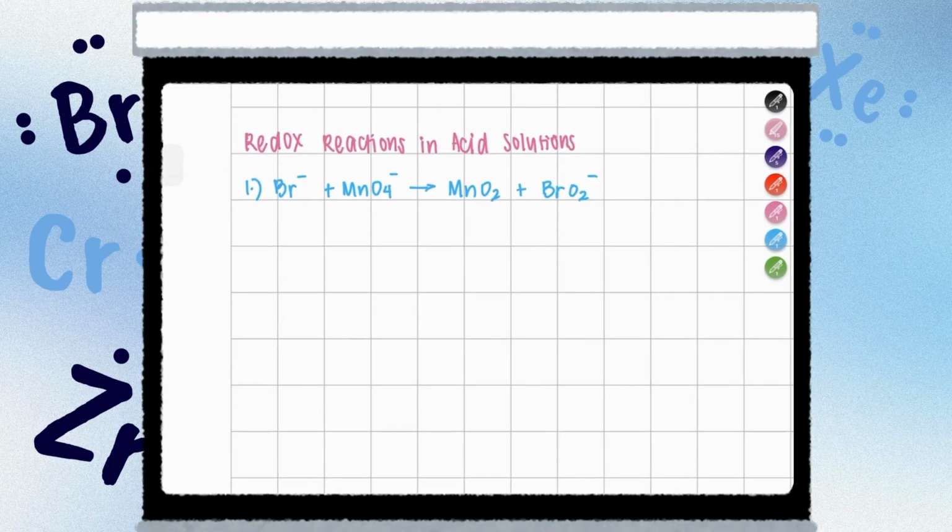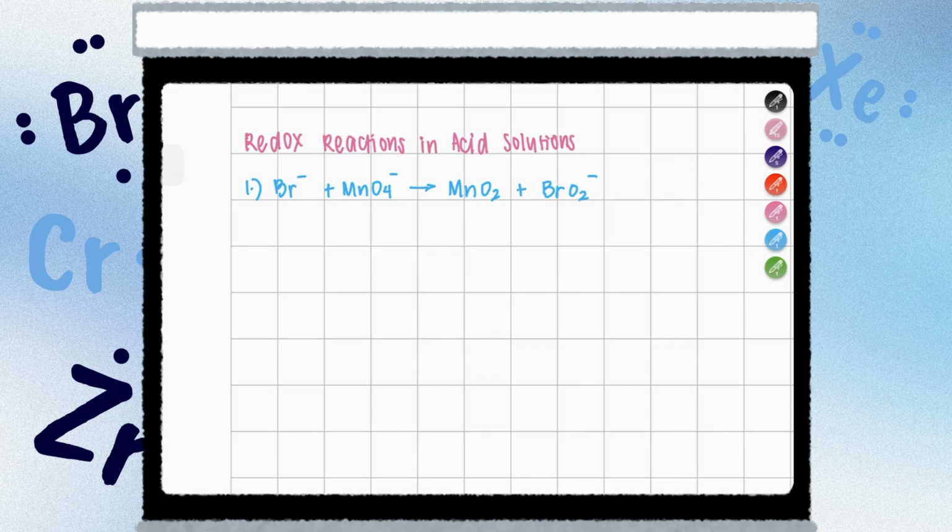So for the next set of examples, we have redox reactions in acid solutions. In redox reactions, we have two types of solutions, the acids and the bases. So we are first learning how to balance acid solutions, because in bases, there is one extra step in order to balance out basic solutions. So let's start off with number 1, Br minus plus MnO4 minus, then MnO2 plus BrO2 minus.